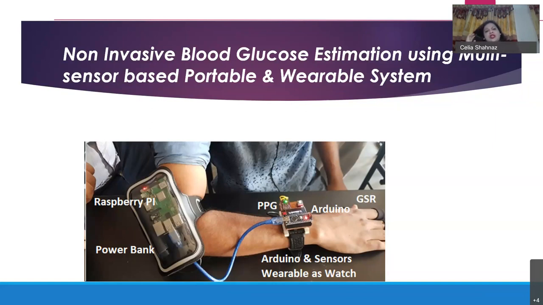That's why we have proposed a non-invasive technique for blood glucose, and that is portable and wearable. Processing will be done in a Raspberry Pi, and we will sense it with PPG, and there will be an Arduino and other sensors, and it will look like a wearable because it is like a watch, and it is portable. These are the different things we have to consider when we want to deploy our research in the local community: it must be affordable, portable, wearable. Of course, it must be sustainable, and also scalable. It can be applicable everywhere.